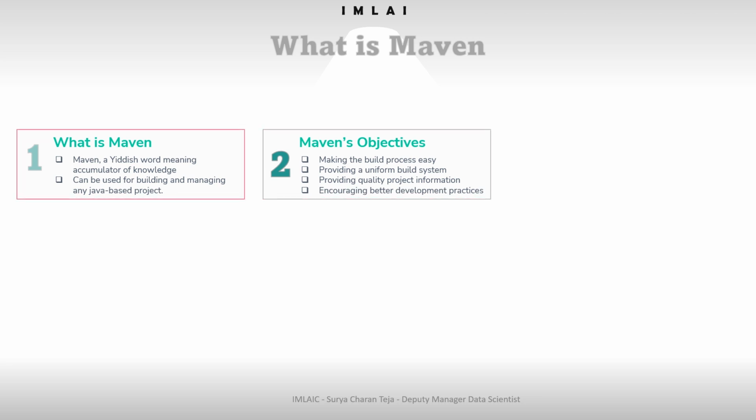So, making the build process easy. While using Maven doesn't eliminate the need to know about the underlying mechanism, that's the main objective of Maven: you should not spend more time learning and knowing the underlying mechanism of how to do that. Maven does shield developers from many details. And the second objective is providing a uniform build system.